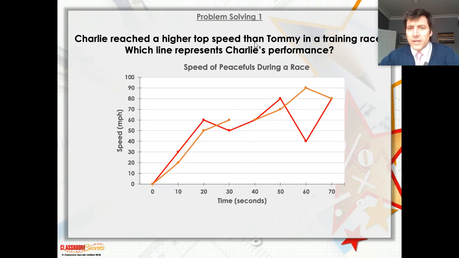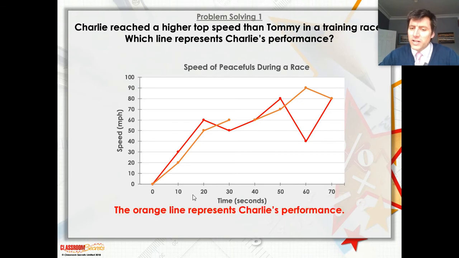Charlie reaching a higher speed than Tommy in a training race. Which line represents Charlie's performance? So Charlie went quicker, as he would because he's the older brother, than Tommy during a training race. So which of those? They must have been driving very fast cars, or maybe even planes here. Which of those would be the highest? Well, this is the highest, so that tells us, therefore, that the orange line represents Charlie's performance, doesn't it?